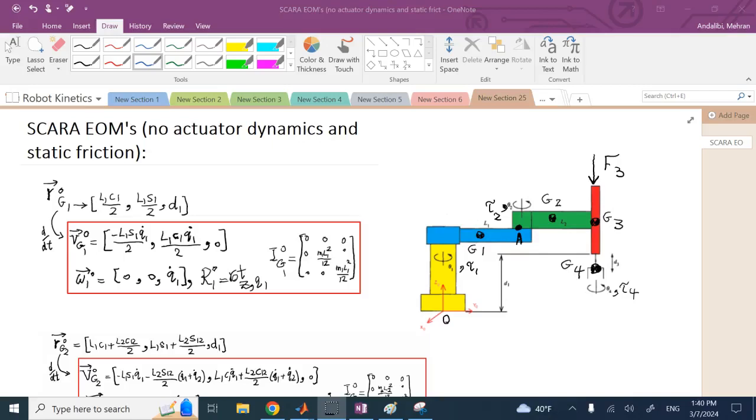Hello everyone. In this video we are going to look at the equations of motion for the SCARA robot, the robot that we use typically for assemblies. SCARA stands for Selective Compliant Articulated Robot for Assembly.